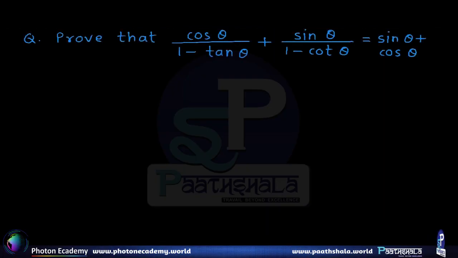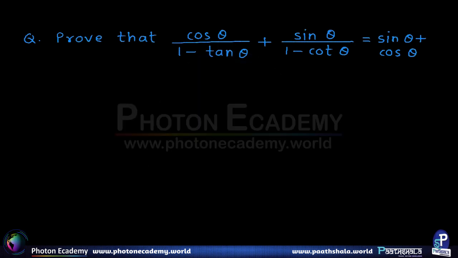Let's move on to the next question. Now here we have to prove this particular statement as shown here. If you observe, the left hand side has a lot of terms, whereas on the right side we have just sin theta plus cos theta. So now here we see another technique, that is all the terms in the left side are to be converted in terms of sin theta and cos theta, and at the end we simplify the expression.